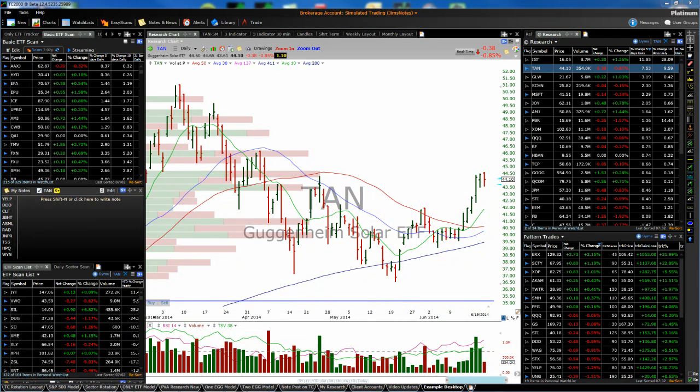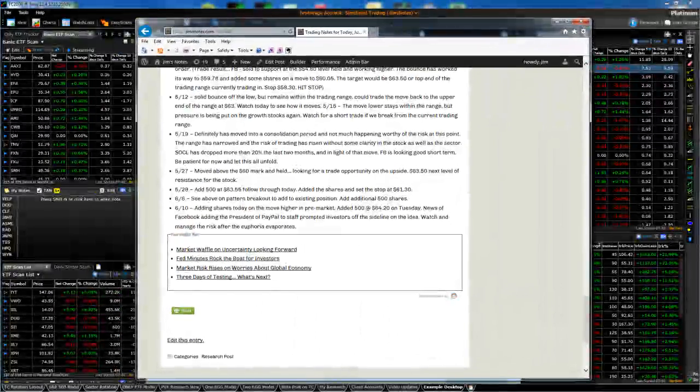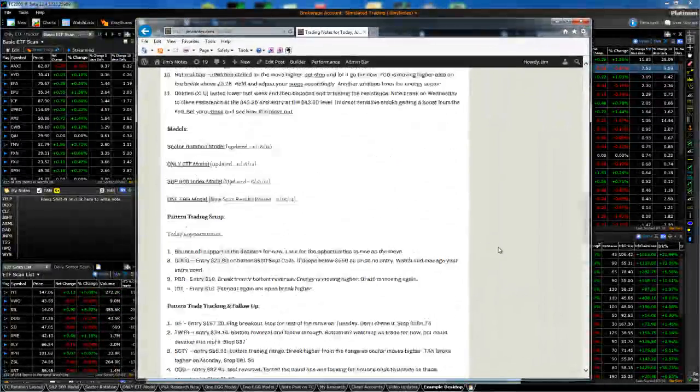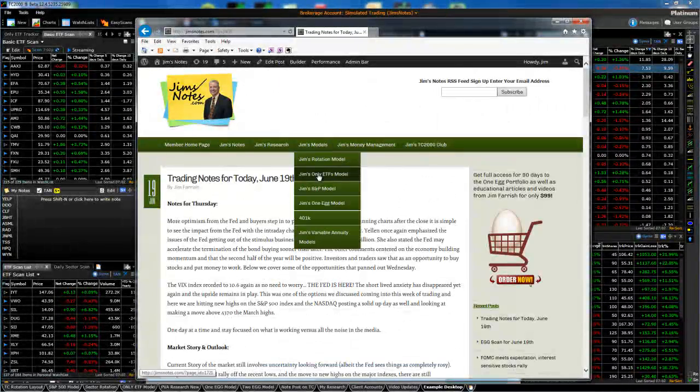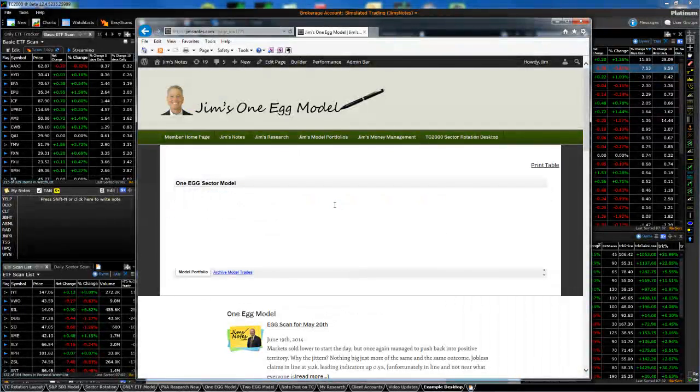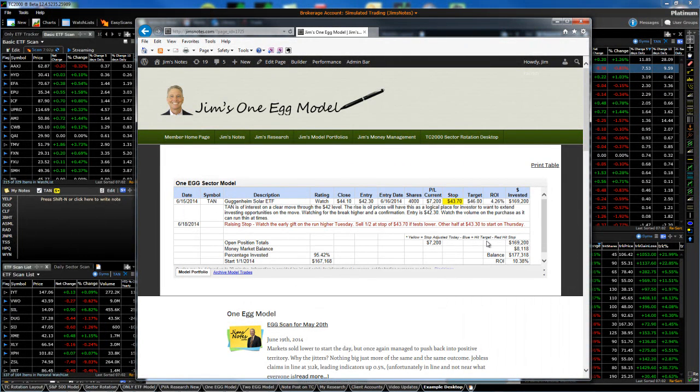So I'm going to pull up the website for a second here and let's go over to the egg model. All right. And the reason I want to pull this up is I want to use the exact numbers. And you can see we posted it on 6/15. TAN is the Guggenheim Solar ETF. There's no leverage used on the ETF, so this is just a straightforward ETF.